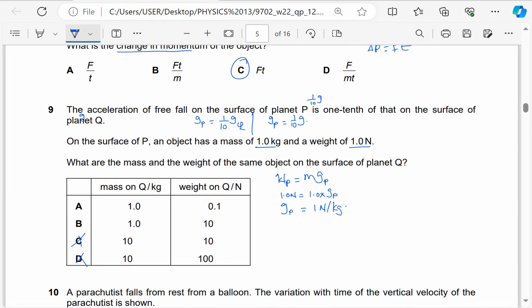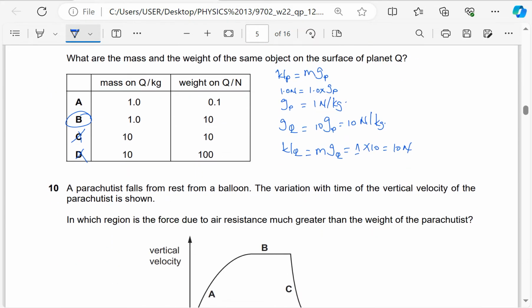That is G on planet P, which means G on planet Q should be equal to 10 times G on planet P, which is going to be 10 newtons per kilogram. So the weight on planet Q is going to be M times G on planet Q, which is 1 kilogram times 10, which is going to be 10 newtons. So the answer is going to be automatically B.